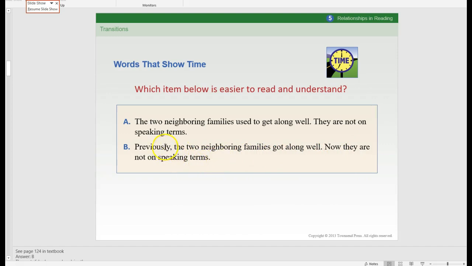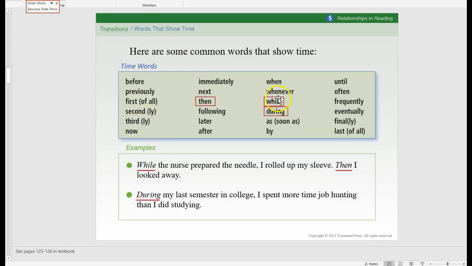Previously, which means in the past, and now means currently. These are definitely time transitions. And again, this helps with cohesion. And here are some common time words.